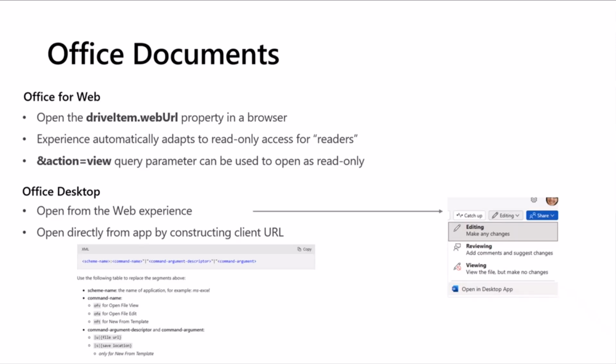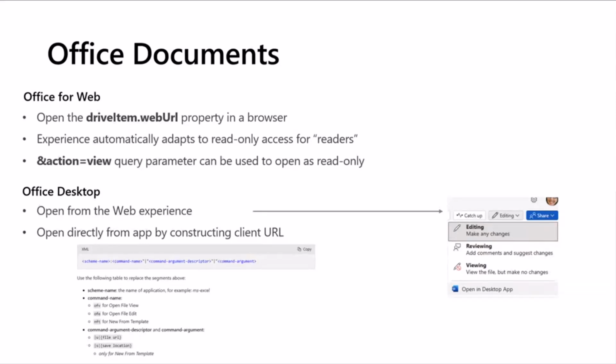Now, looking at that first section, Office for web, doing that is very straightforward. So if you interact with the drive item associated with the Office document via Microsoft Graph, you get the webUrl property of that drive item, and you can direct your users to that either in a new browser tab or new browser window.